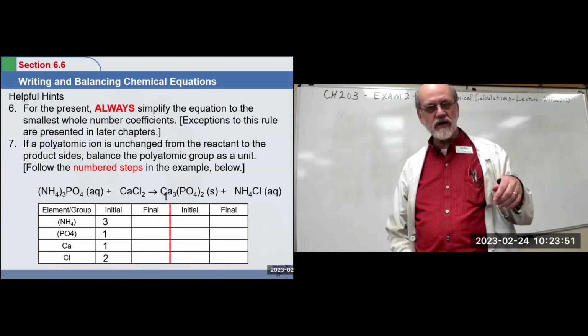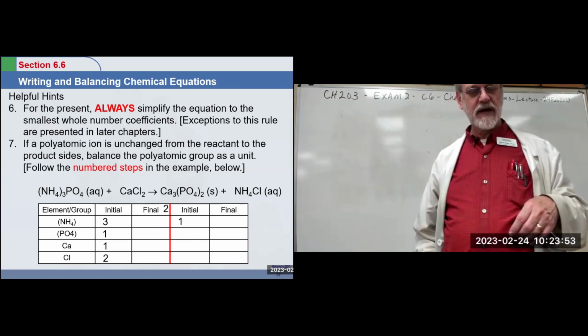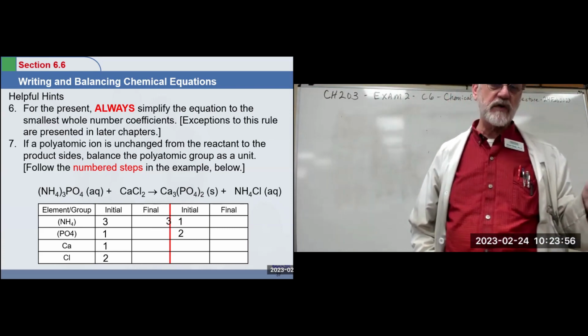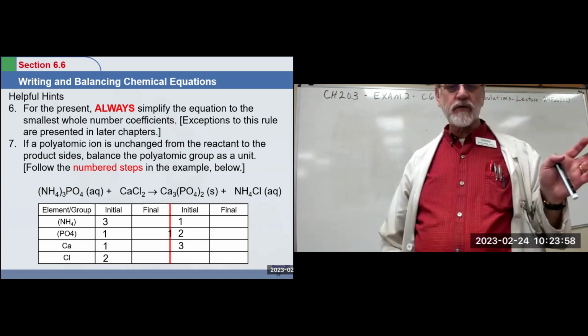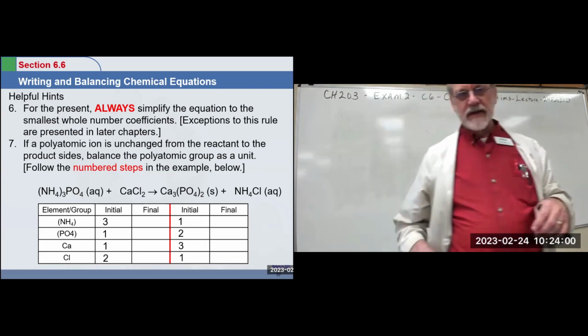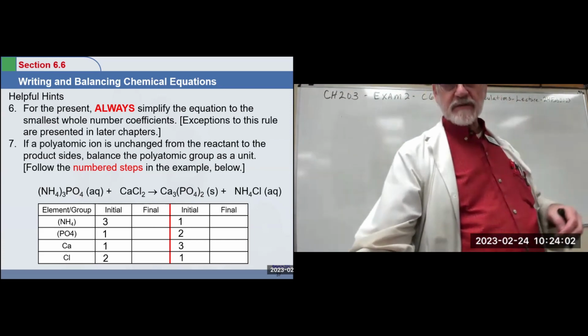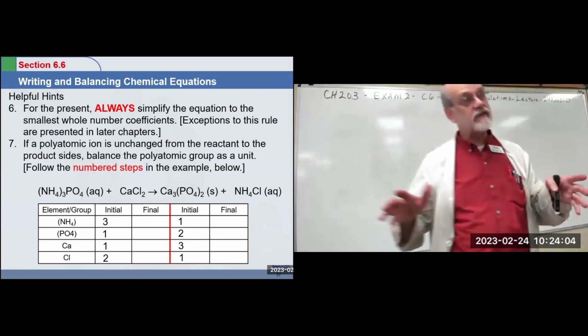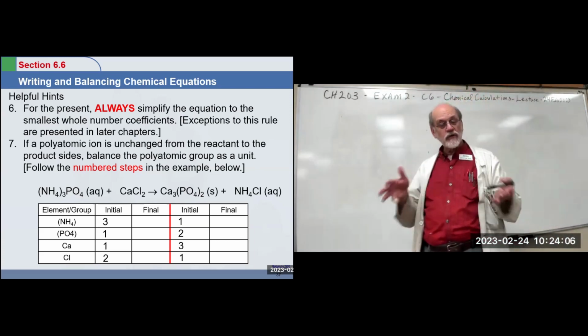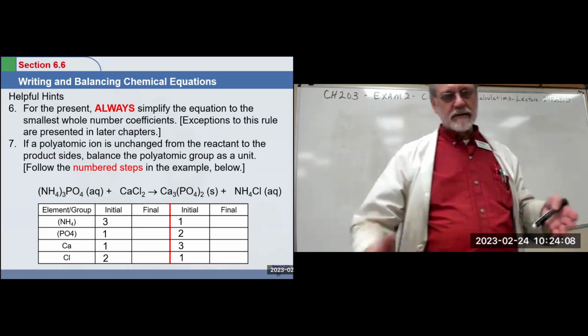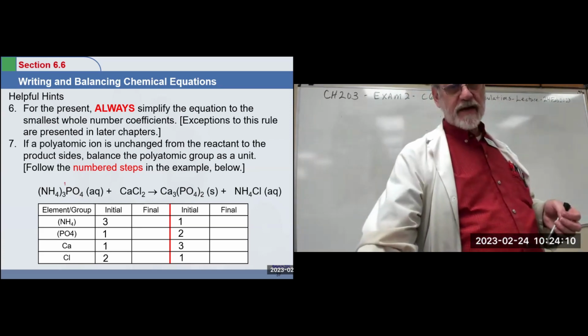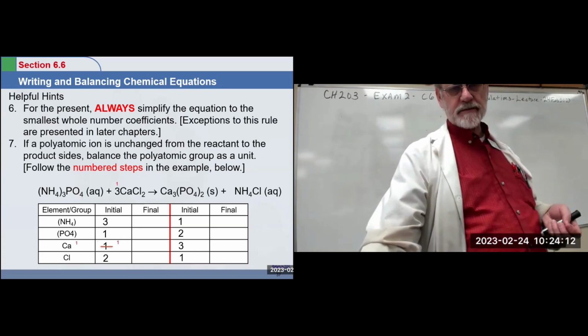And these are the initial amounts. On the left-hand side, 3, 1, 1, 2, and on the right-hand side, 1, 2, 3, 1. And then you go through and use your budget. In this case, we don't have any individual elements, so you don't hold those to the end. So you just pick a place to start. I think I started with calciums.